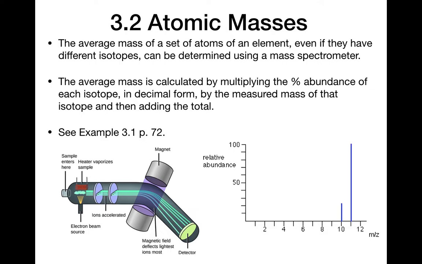Once you have the percent abundance, you can multiply the percent abundance in decimal form by the mass of that isotope, do that for each of the isotopes, and then add up the total, and you've got the average mass of an element. This particular element here would be boron, because it has an average mass somewhere between 10 and 11. We can tell because the boron-11 isotope is more abundant that we're going to have an average mass that's closer to 11 than 10, which seems to match for boron, because it has an average mass of 10.8.